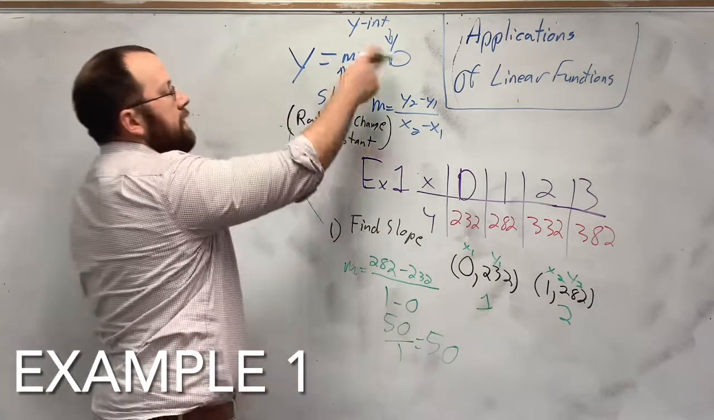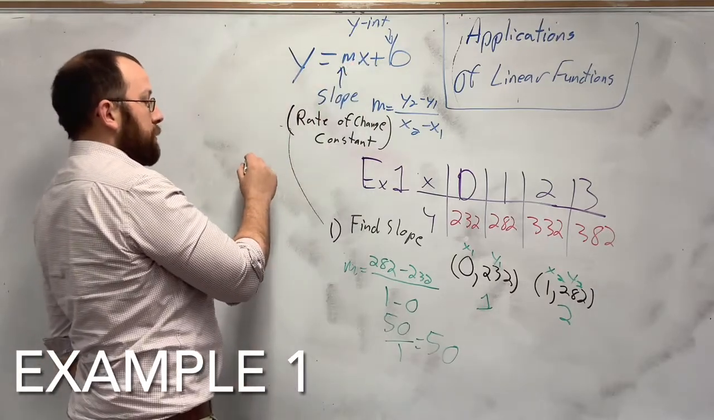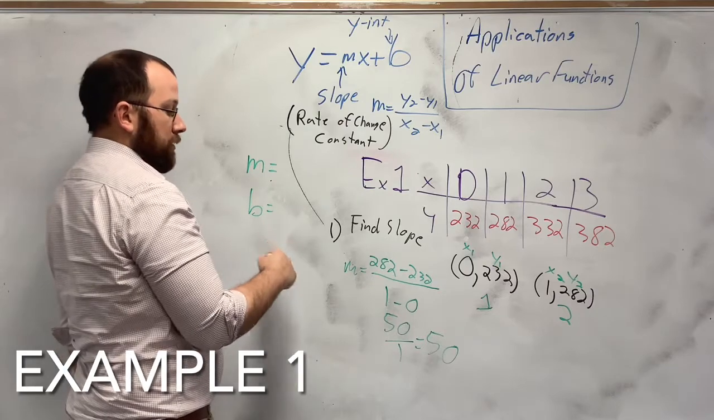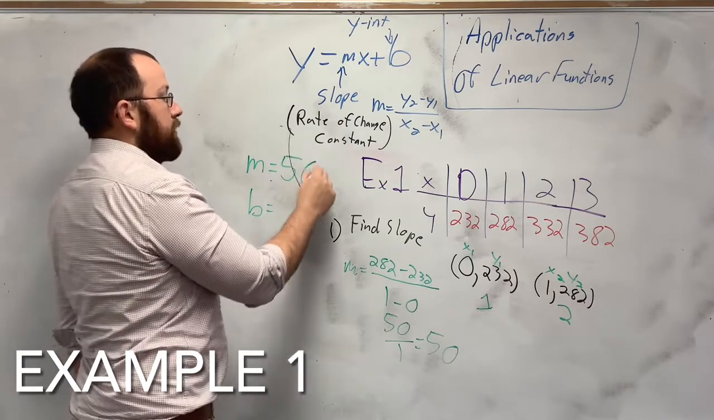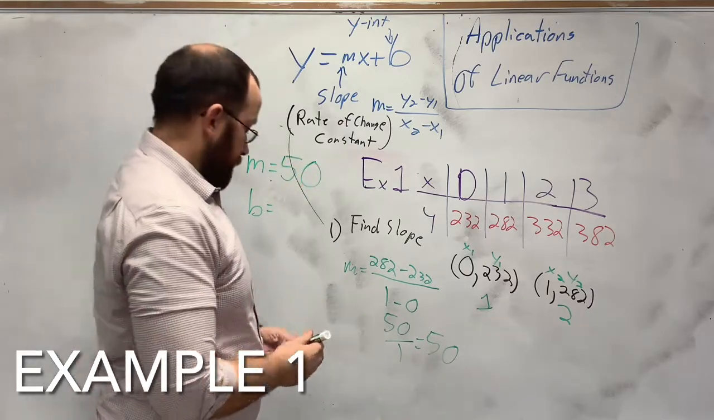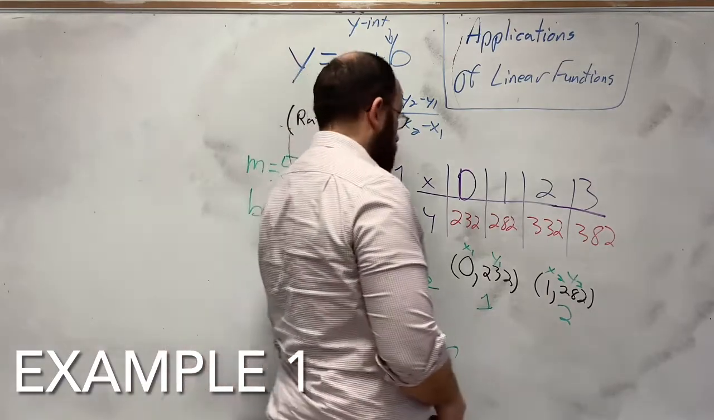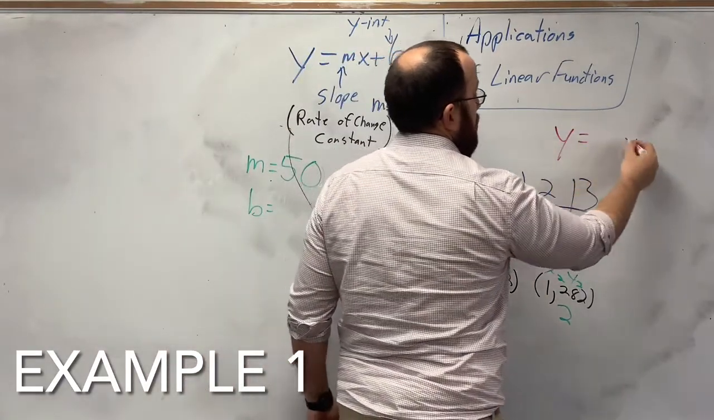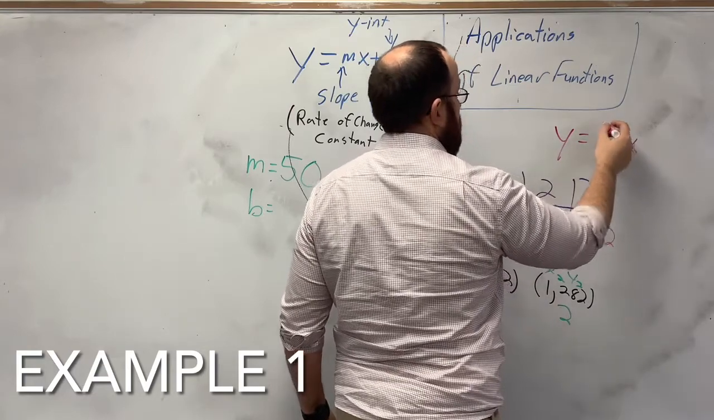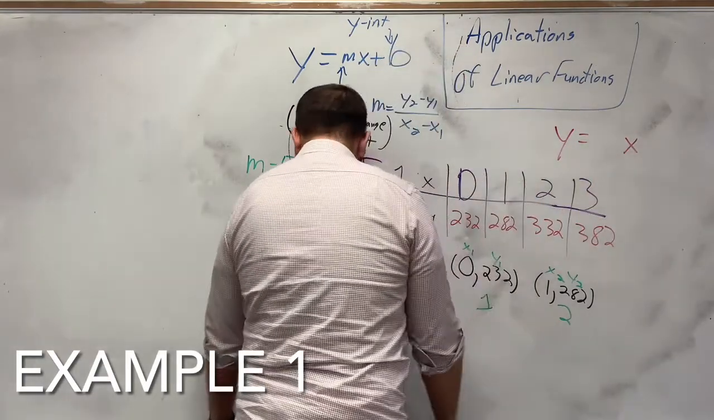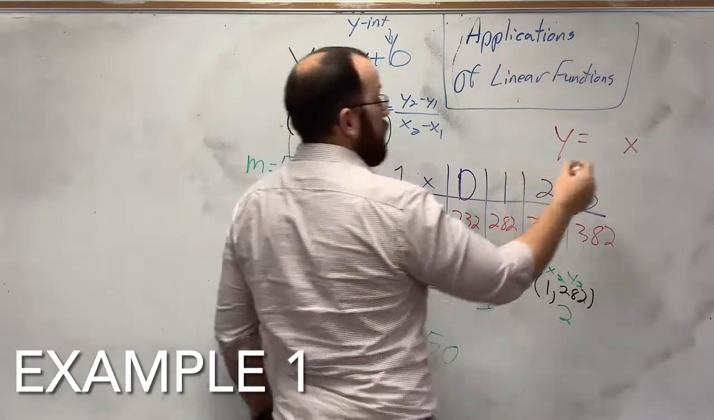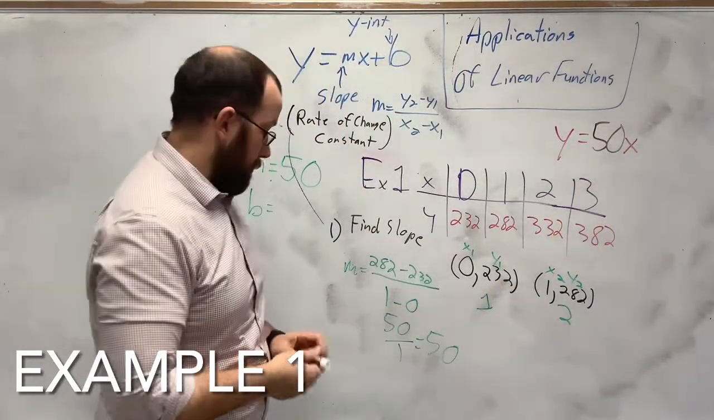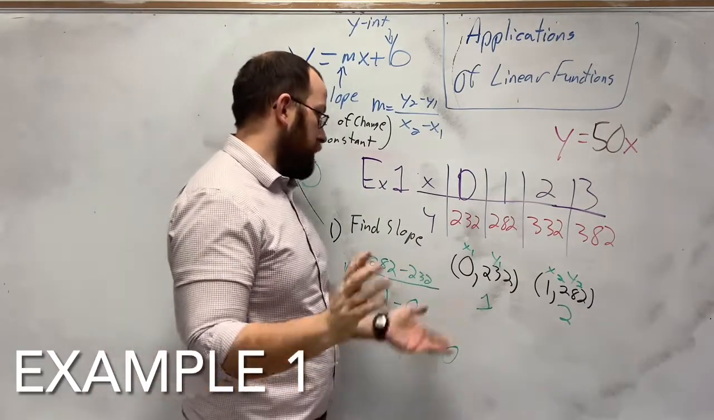Of all the pieces I'm trying to find here, I'm trying to find my m, and I'm trying to find my b. Nothing else really matters. So my m is 50. Let's write this in pink over here. So y equals blank x. Now I can fill in, my slope is 50. Now the only thing I'm missing is my y-intercept. But how can I find my y-intercept?